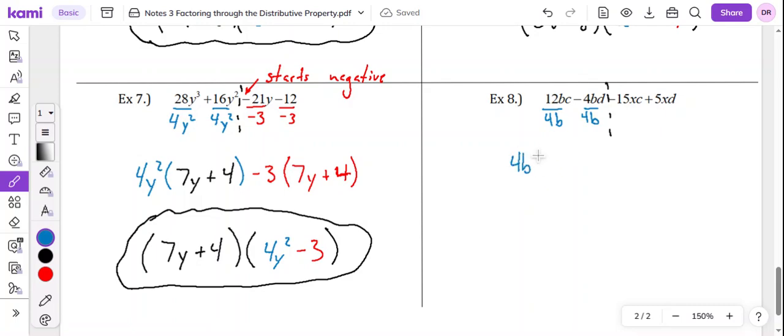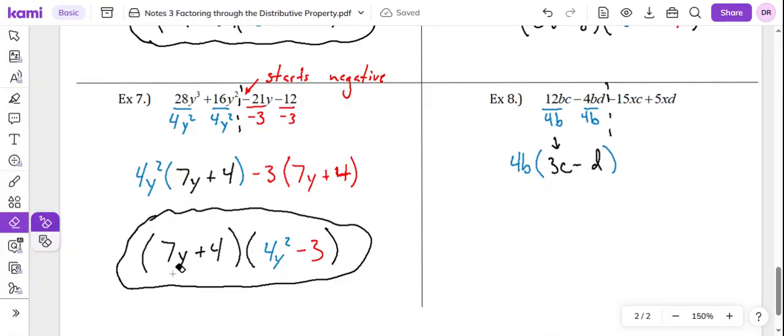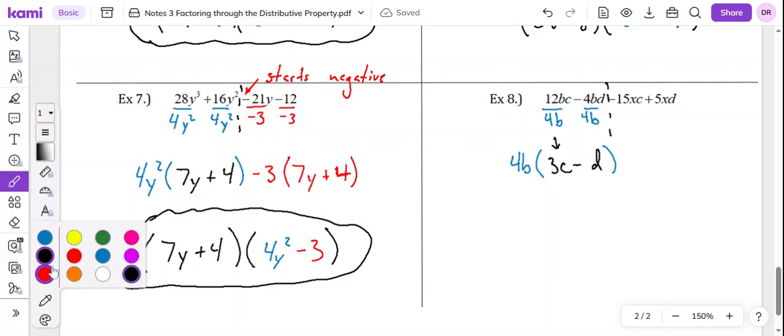When you divide by 4b, you will be left with 12 divided by 4 is 3. You have b, take it away, no more b, but there is still a c. Here, negative 4 divided by 4 is negative 1. B divided by b cancels. We still have a d remaining. So we get minus 1d, but the 1 is not necessary. And then we realize we want to get the same thing over here. We want to get 3c minus d again.